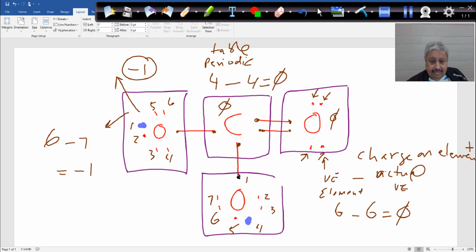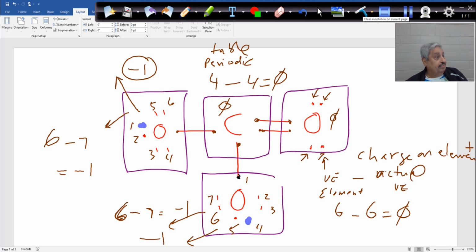Yeah, 7, correct? So the valence electron 6 minus 7 is what? Minus 1. 6 is from the periodic table, and the actual one on it is minus 7. 6 minus 7 is, again, minus 1. Okay, guys? So if I want to, I will write it again. Can I write it again? Yes, I can. So everybody has it?